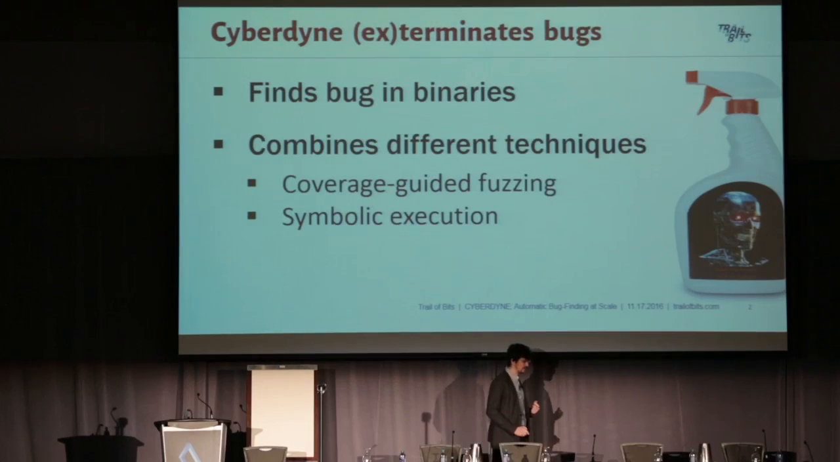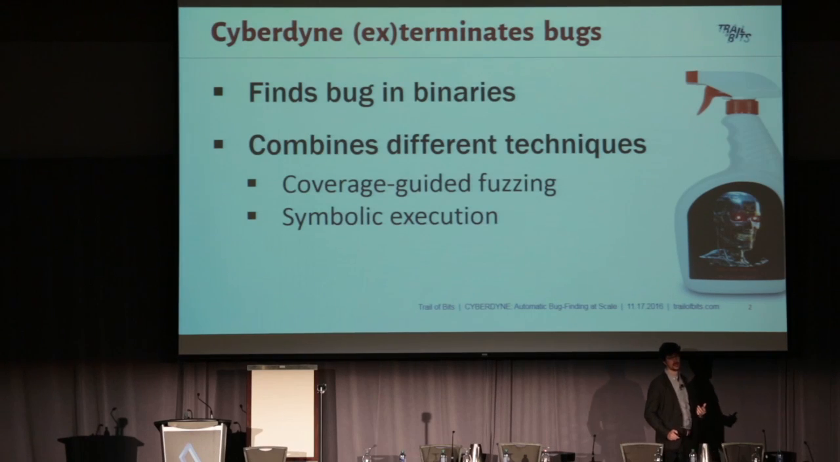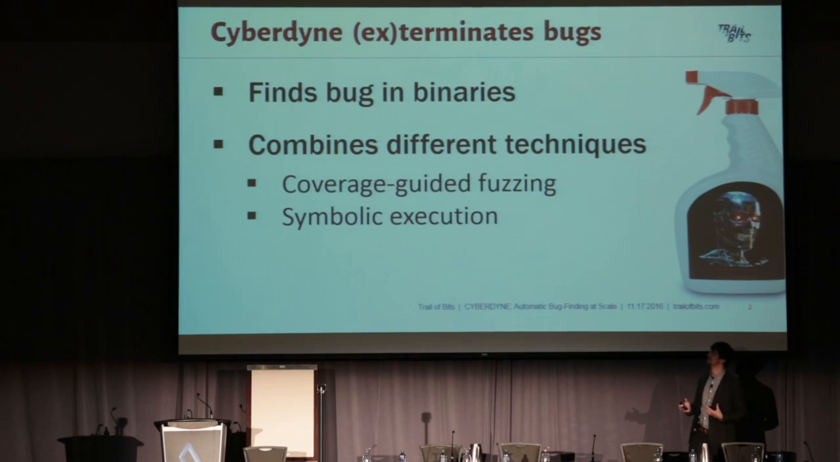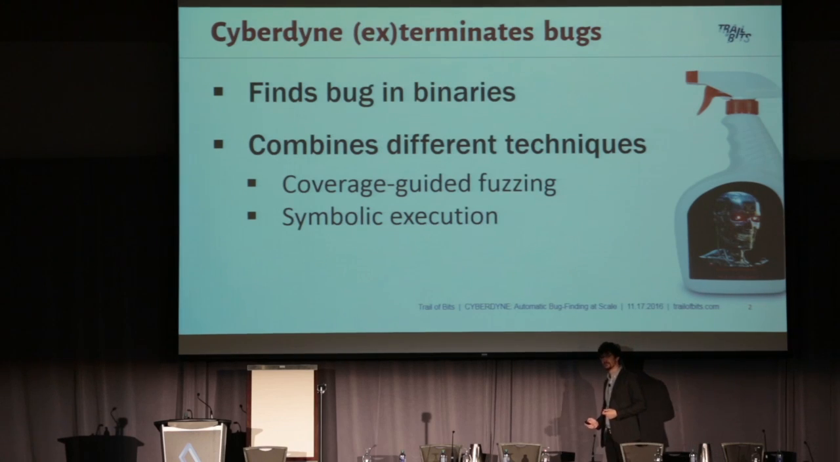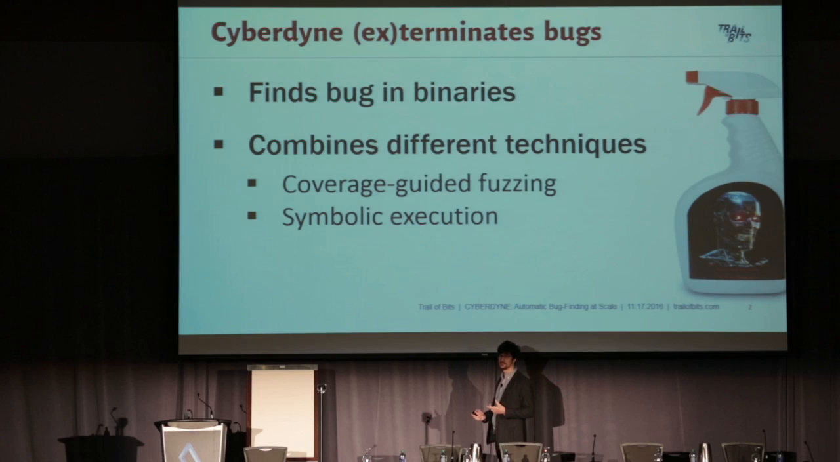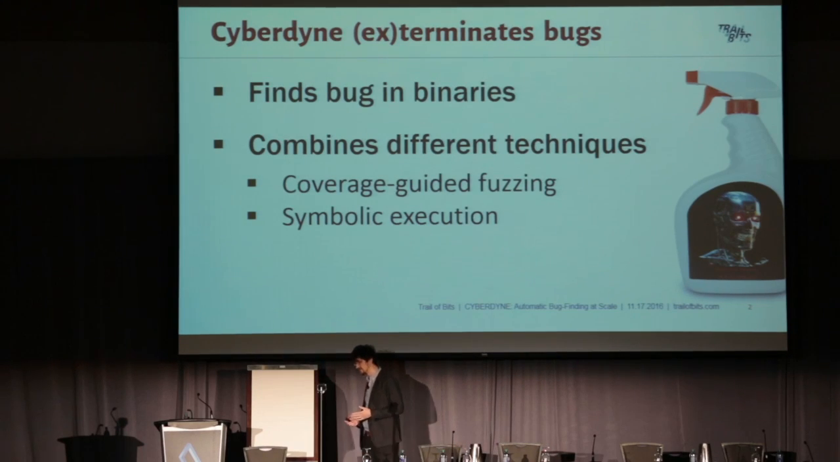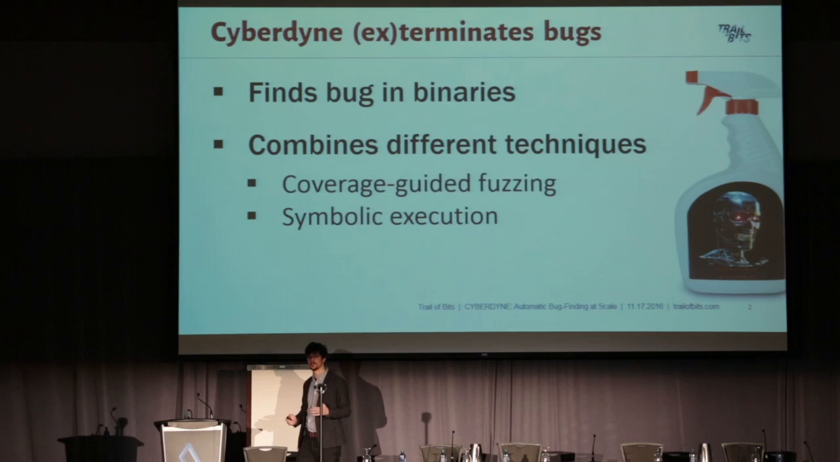My objective today is that you should come out of this talk having an understanding of how automated bug finding systems work. Our bug finding system deploys two approaches: symbolic execution and coverage-guided fuzzing. If you're not familiar with these approaches, we're going to take baby steps up to them.